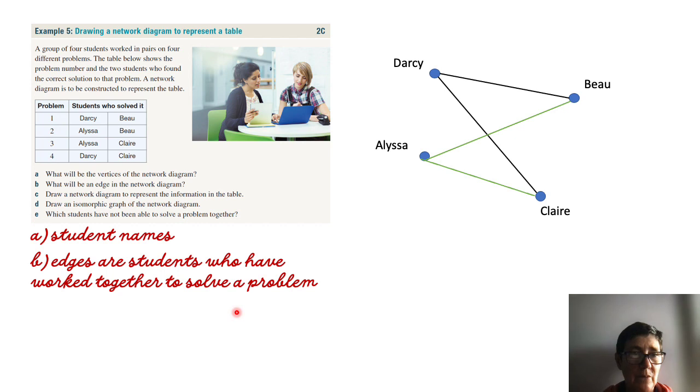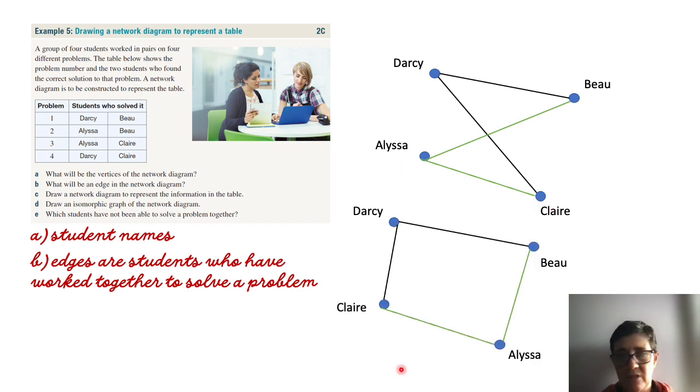Now it's not the only one, because D says draw an isomorphic graph of the same diagram. So I did that. All I did was change, see how it's a crossover? I changed a couple of vertices. I put Alyssa where Claire was, Claire where Alyssa was. It's the same network, just looks different.